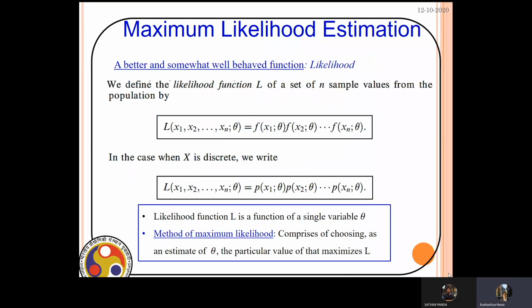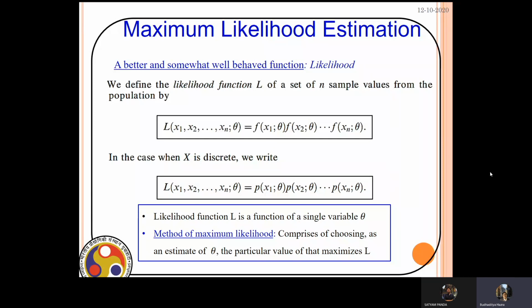So what we end up getting is a function which is known as the likelihood function. The likelihood function is basically the product of all the marginal densities. So what is the method of maximum likelihood? The method of maximum likelihood is maximizing the likelihood function with respect to the parameter vector theta. I repeat, it is the parameter vector theta.